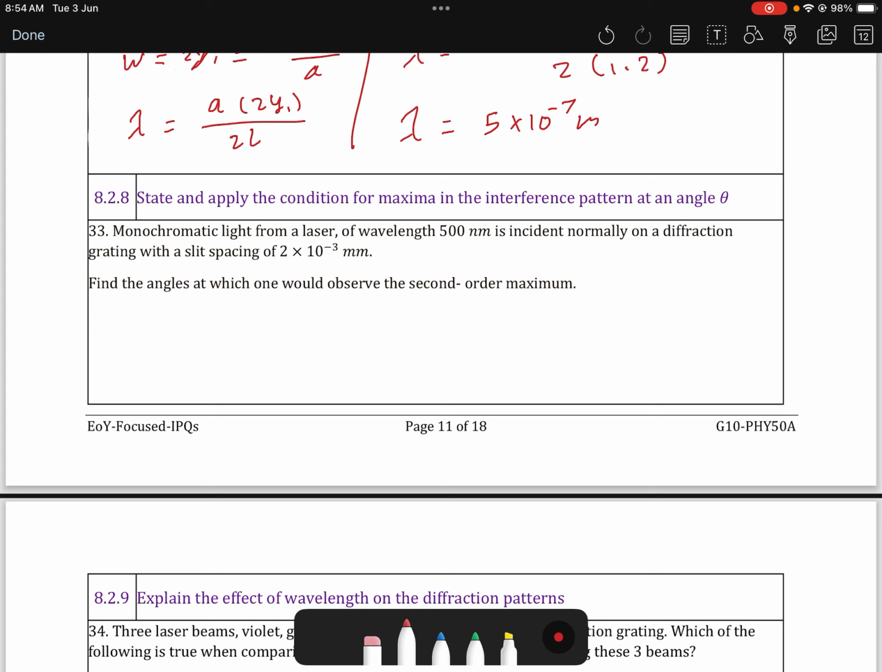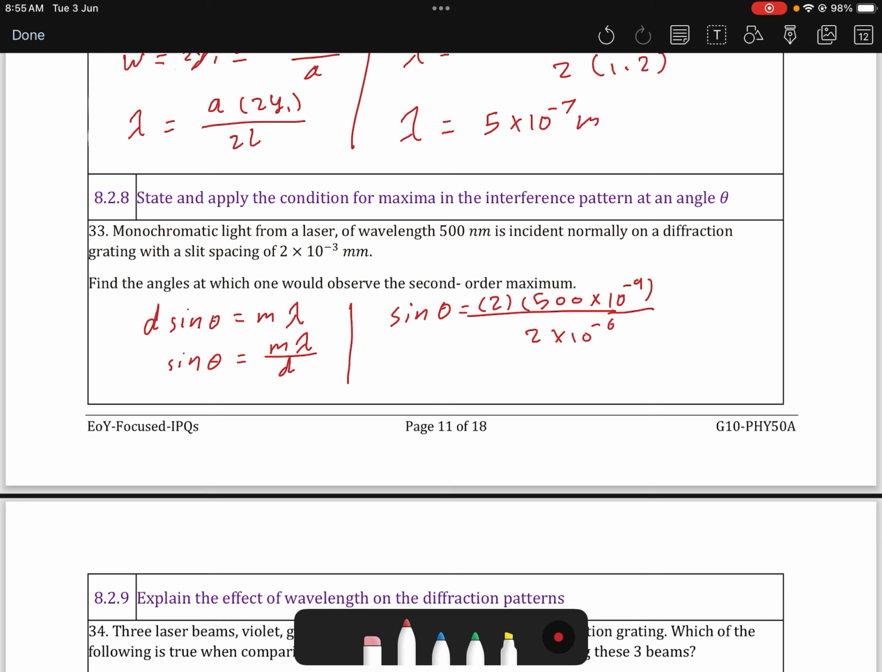Please read the question. We need to find theta, the angle. Okay, d sine theta equals m times lambda. That is the formula we have. So now sine theta equals m lambda over d. Sine theta equals 2 times 500 nanometer, which means 500 times 10 to the power negative 9, over d, which is 2 times 10 to the power negative 6 meter. Using the calculator, shift solve, theta equals 30 degrees.